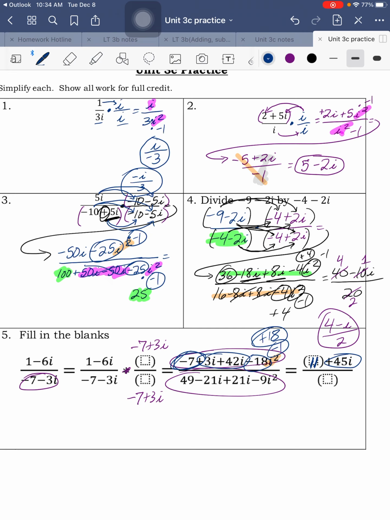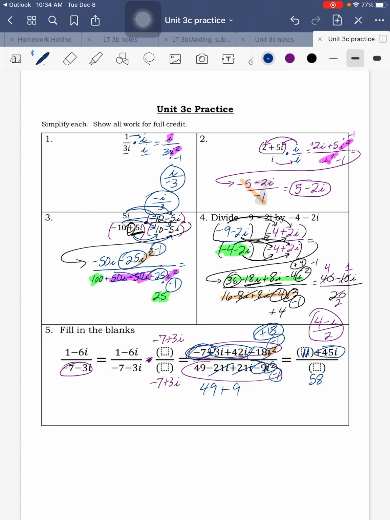The denominator, see, middle terms will simplify out. We have 49. i squared is negative 1. Negative 9 times negative 1 is positive 9. So 49 plus 9 is 58. If it doesn't fit in the blank, it's okay. You can just write it down below. And that's your practice for today.